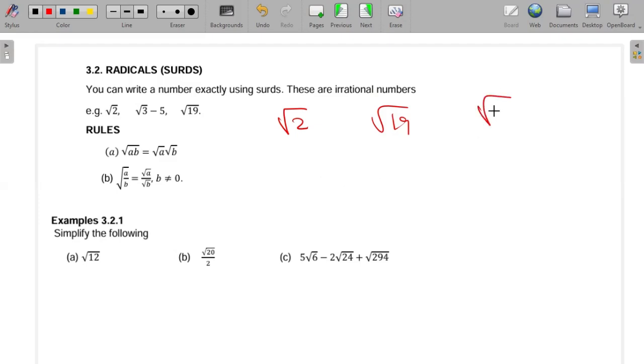Unlike when you have the square root of 4, you know the square root of 4 is 2, but the square root of 2 is like 1 point something, continuing on and on. It's an irrational number, as we looked at earlier.